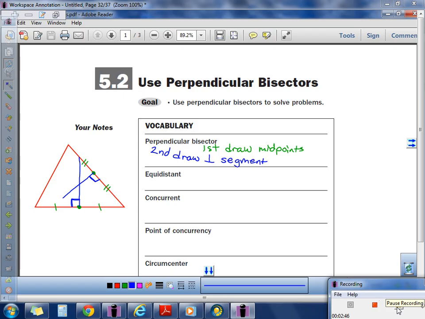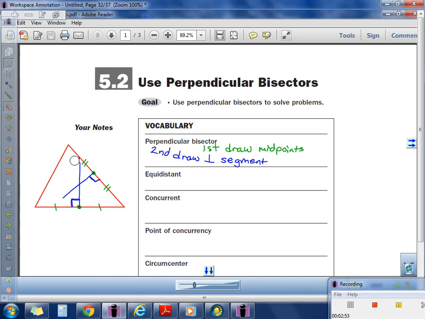One key thing to notice, this one I went ahead and I went all the way across and hit the other side of the triangle. I don't actually have to go that far. That's not critical. It's not important. I don't have to go all the way to the other side. I can stop a little short. My key thing that I want to see is where do they intersect each other.